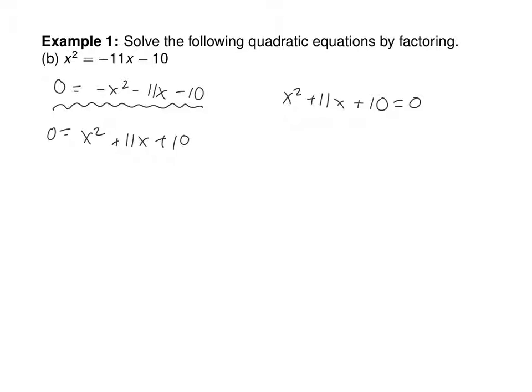So how does x squared plus 11x plus 10 factor? x plus 1 and x plus 10. And so one answer is given by solving x plus 1 equals 0, the other one x plus 10 equals 0. So what are the two answers? Negative 1 and negative 10. Yep, very good.